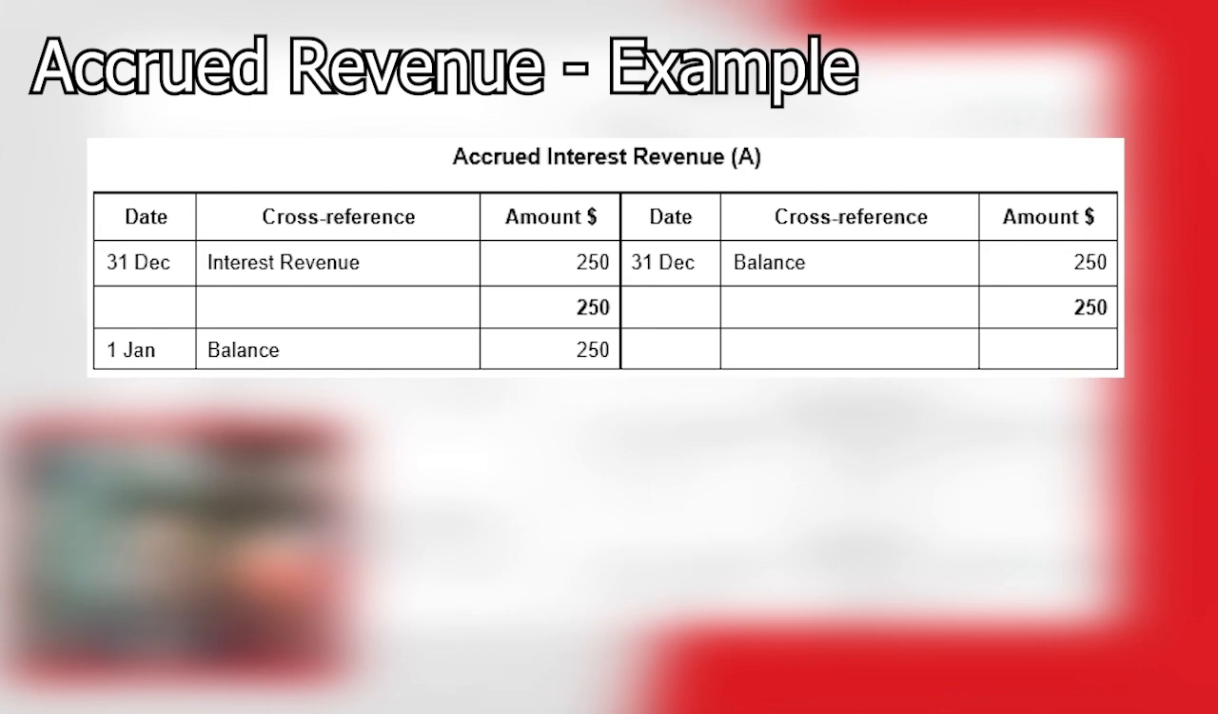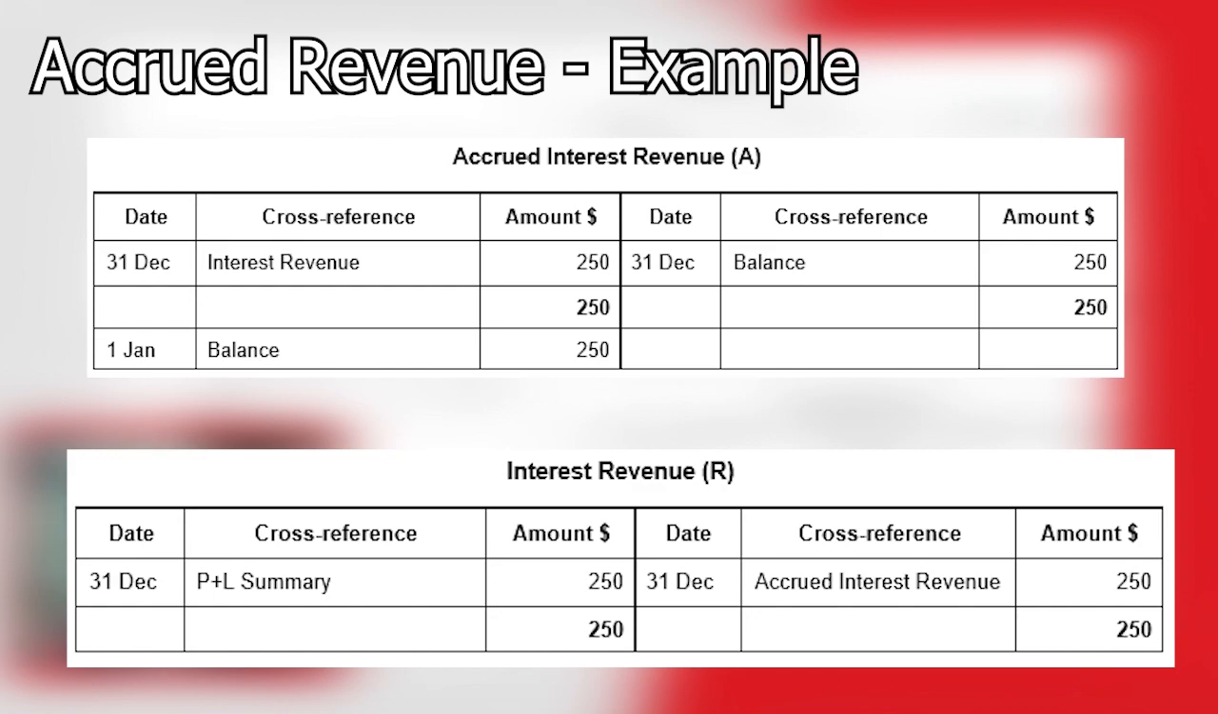And if we have a quick look at the general ledger, we can see accrued interest revenue, which is balanced on the 31st into the 1st of Jan. Interest revenue creating the debit balance carried through to the 1st of Jan. Meanwhile, interest revenue will get closed on the P&L summary account to ensure we meet the accrual assumption.